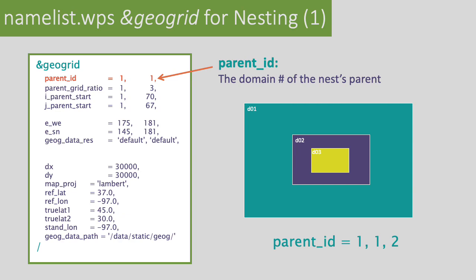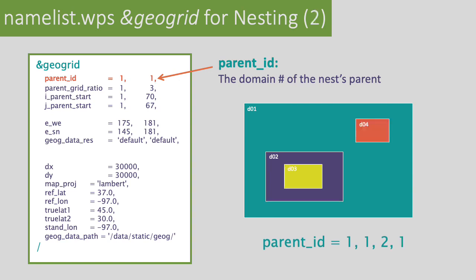Domain 2's parent is domain 1, so we set the column 2 value to 1. And domain 3's parent is domain 2, so we set the column 3 value to 2. And just in case you're interested in using a more complicated setup like this, I want to quickly show you how this would be set.